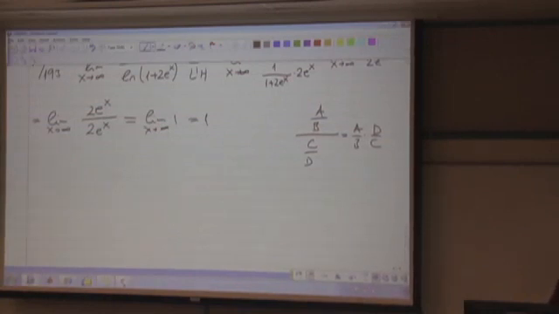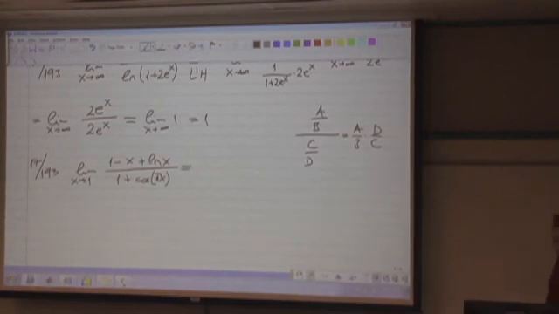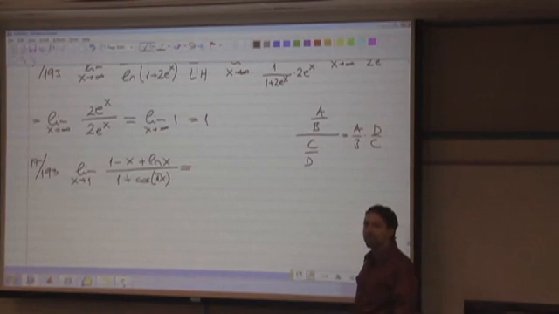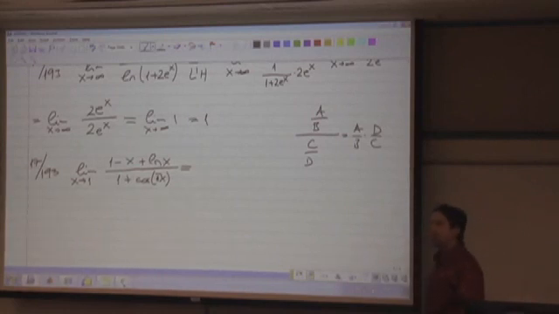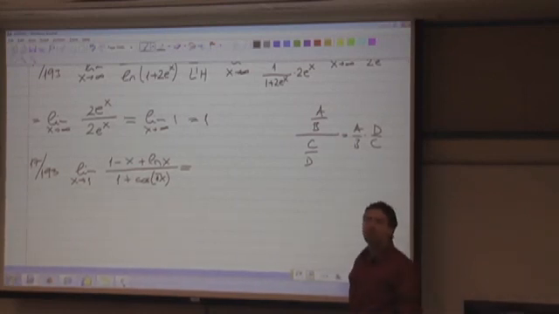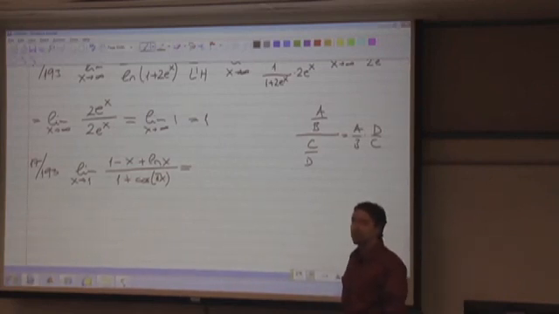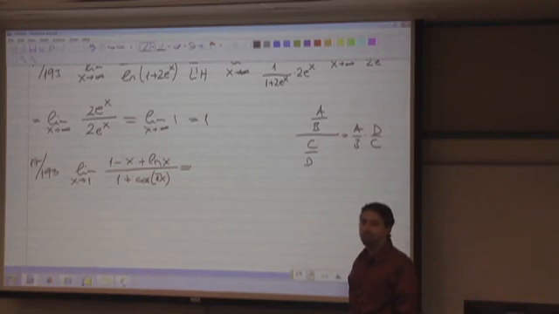Okay, how about 17? Since you're having so much fun. The limit as x goes to 1 of 1 minus x plus ln of x divided by 1 plus cosine of pi x. So, first step, ln of 1 is equal to 0. So what do we get when we put in 1 for x in the numerator? 0. Ln of 1 is 0.